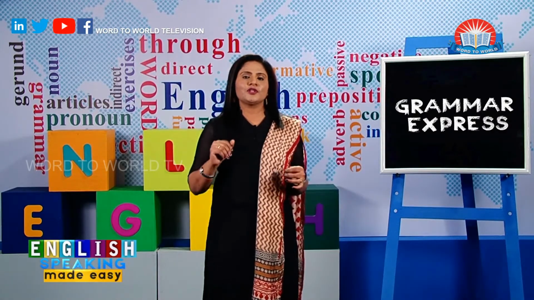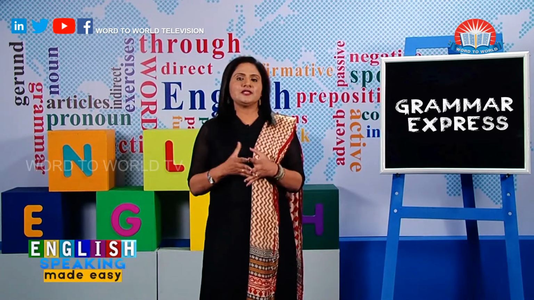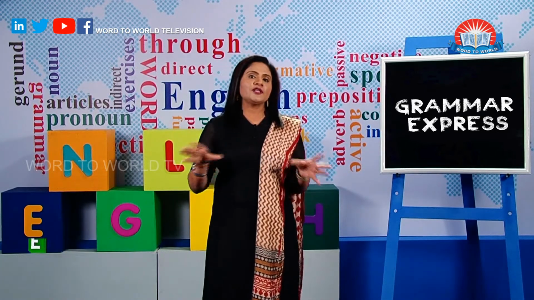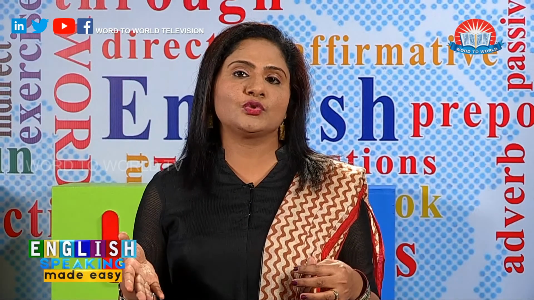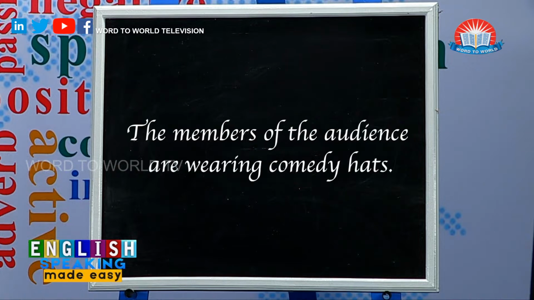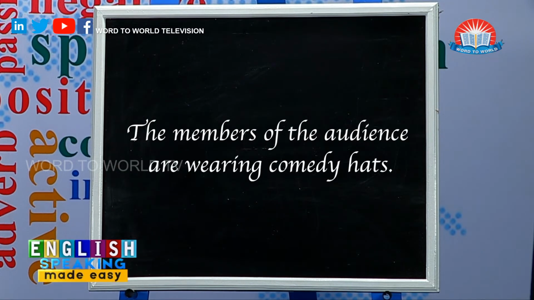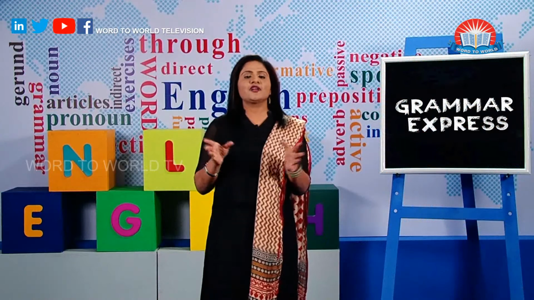So, one way to make this easier and avoid confusion is to add a word to denote the members of the group, that is, the members of the audience are happy. The members of the audience are wearing comedy hats. The advantage here is that when you add the words the members, it will automatically become plural. So, then you will not have a confusion there.